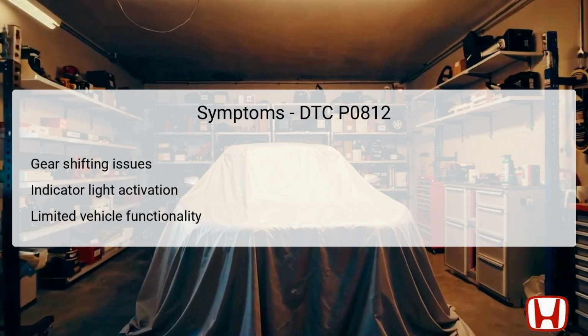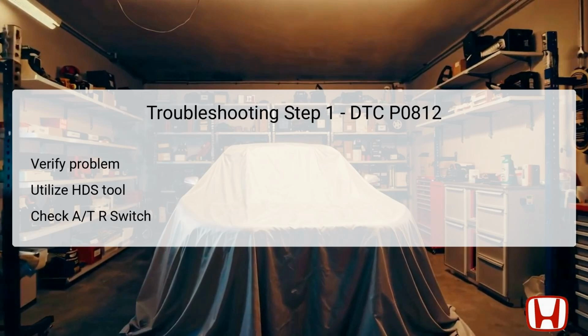ensuring optimal transmission performance and safety on the road. The first troubleshooting step involves verifying the reported issue using the HDS, or Honda Diagnostic System, to check the ATR switch's condition. Begin by pressing the engine start/stop button to select the on mode, which powers the vehicle's electronic systems without starting the engine. Next, check the ATR switch's current conditions and values with the HDS while the shift lever is positioned in reverse. Confirm whether the current conditions match the specified threshold.